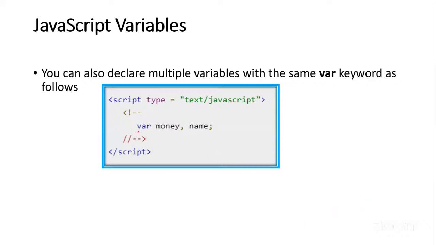If you want to declare multiple variables in a single statement, you can declare them using the syntax var, space, first variable name, comma, second variable name, comma, third variable name, and so on, and end with a semicolon. Of course, the semicolon is optional if you are writing a single statement in a single line.